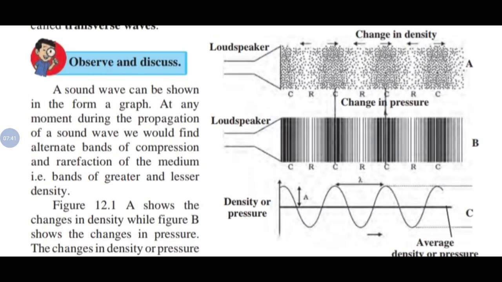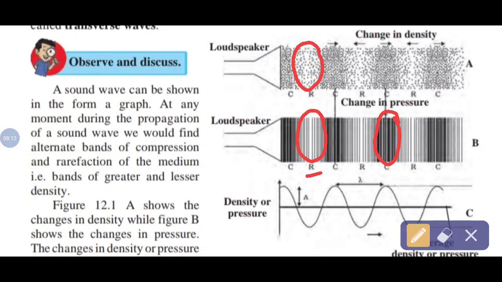Capital R is indicated here. This capital R means rarefaction. At this place the lines are very spread apart from each other, and at the place of compression the lines are very close to each other. So bands of greater density mean compression, and at rarefaction, bands of lesser density. Clear? In the above figure also, particles are less crowded, so that is a rarefaction, and particles are more crowded, that is a compression.